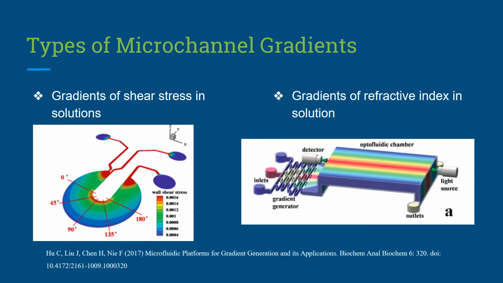Gradients in solution show how the shear stress can have a major effect on the cell arrangement, migration, and migration rate. This picture here shows the substrate wall and different shear stresses. Gradients of refractive index in solution can be used for optofluidic lenses produced by glycol solutions with a refractive index.